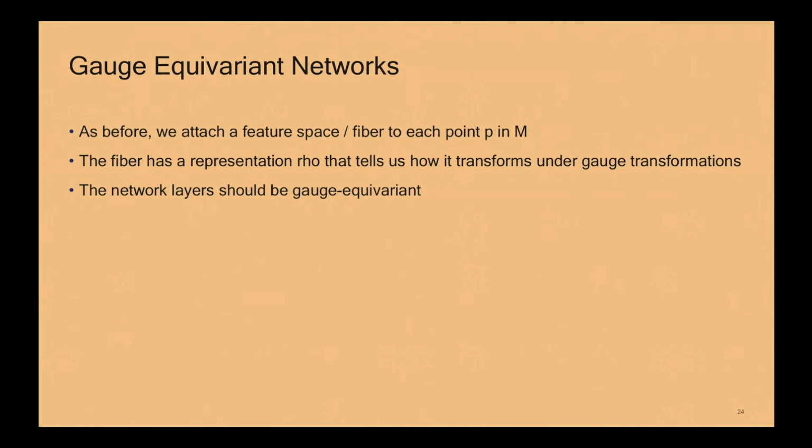All right, so the idea of gauge equivariant convolutional networks is this. Like before, we will attach a feature space, or fiber, to each point P in the manifold. The dimensionality of the space is the number of channels of your convolutional network. This fiber has a representation associated with it that tells you how these features will change if you change the gauge. Then we want the network layers to be gauge equivariant, meaning if you change the gauge in your network, you redescribe all the coefficients relative to this new frame, then all your features would also transform according to this representation rho.